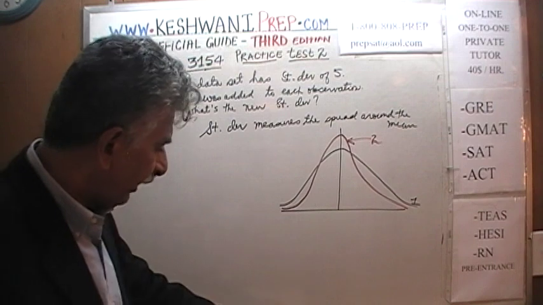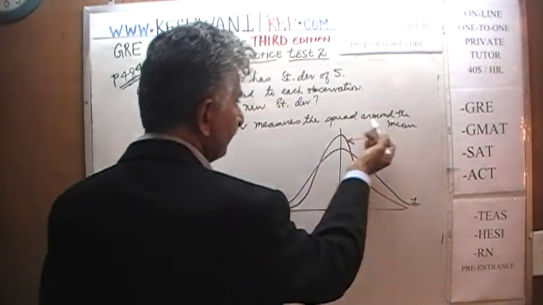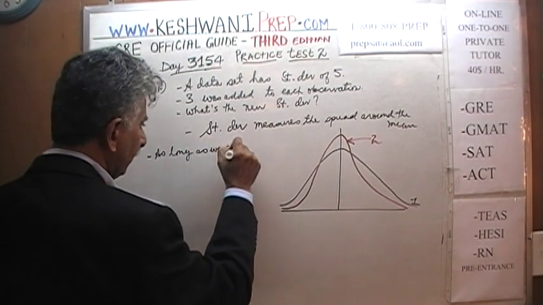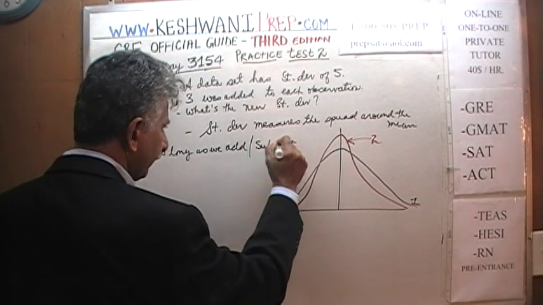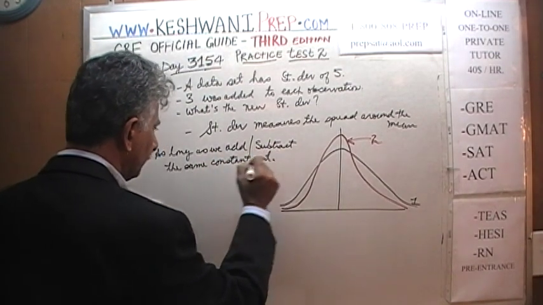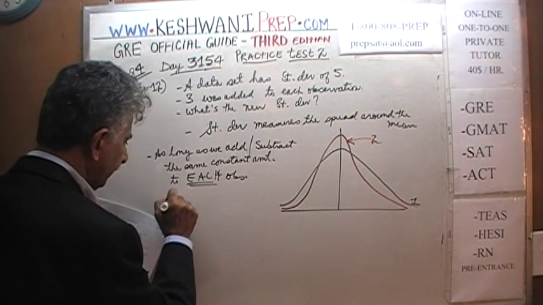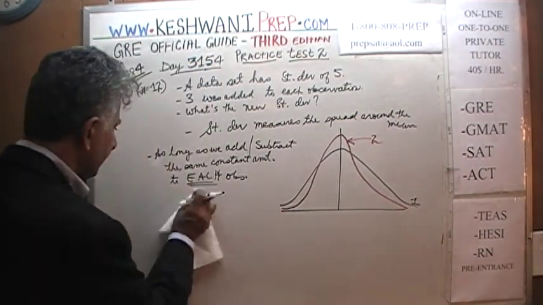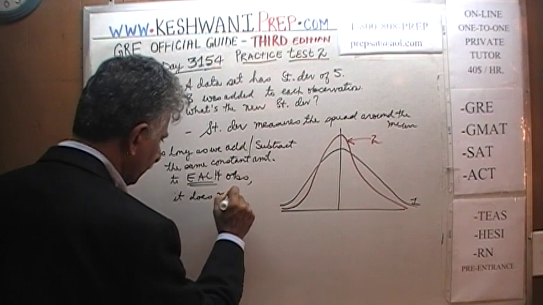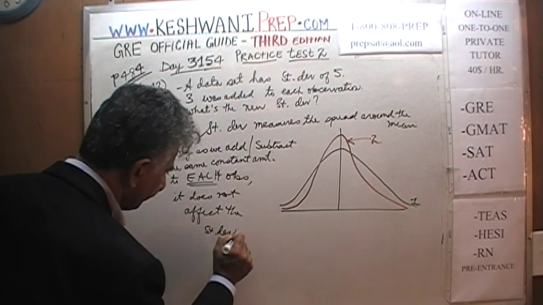But the question simply is, what's going to happen if you were to add a constant amount to every single observation? The answer is, nothing is going to happen to it. The standard deviation measures the spread around the mean, and as long as we add or subtract, for that matter, the same constant amount to each observation, that's the key part, to each observation, it doesn't affect the standard deviation. It doesn't affect the standard deviation.